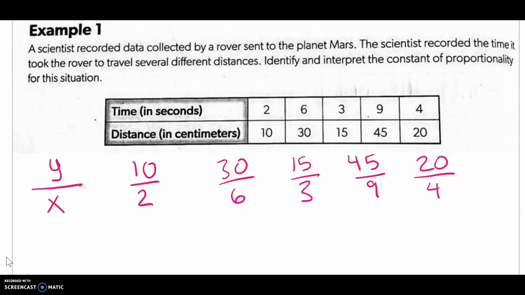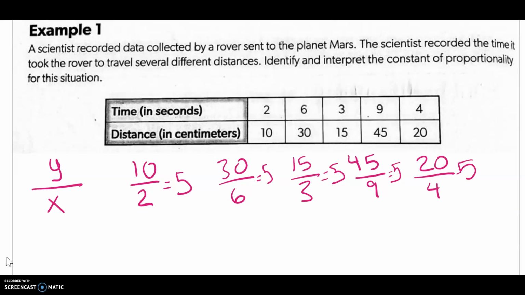Our next step would be to simplify each of these ratios. And you should know that a fraction is just a division problem. So all we're going to do to simplify is just divide. 10 divided by 2 gives us 5. 30 divided by 6 also gives us 5. 15 divided by 3 gives us 5. 45 divided by 9 gives us 5. And 20 divided by 4 gives us 5. Since every ratio is equivalent, the data are proportional.